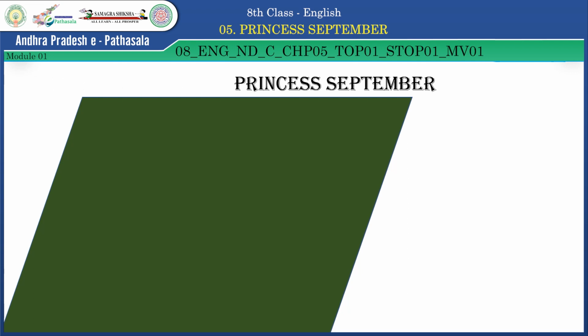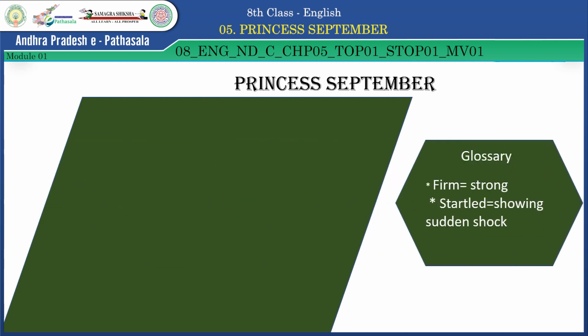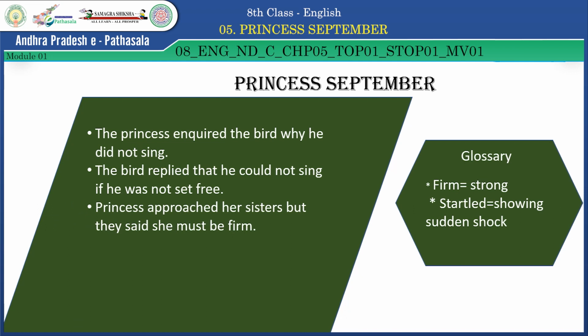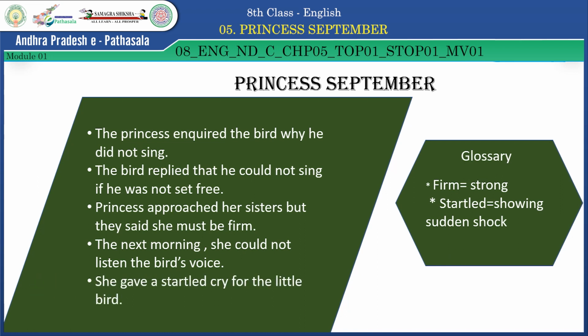Princess September. Glossary. Firm, strong. Startled, showing sudden shock. The princess inquired why the bird did not sing. The bird replied that he could not sing if he was not set free. Princess approached her sisters, but they said she must be firm. The next morning, she could not hear the bird's voice. She gave a startled cry for the little bird.